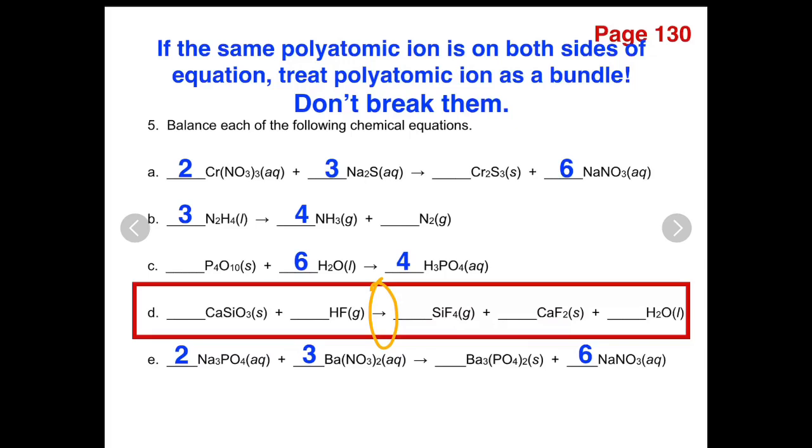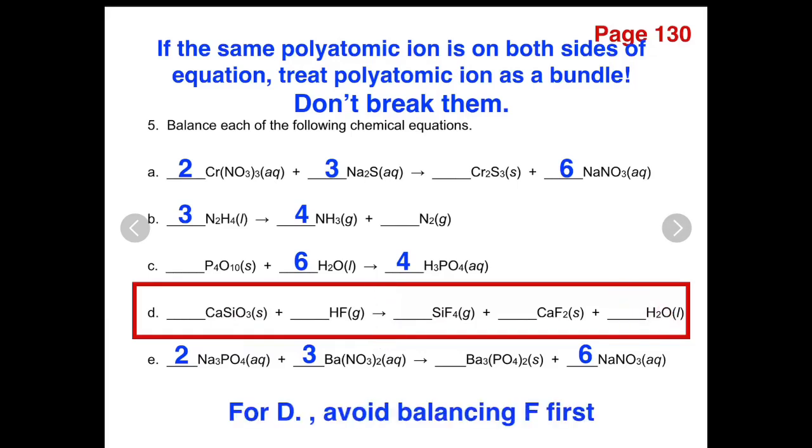You can either start with hydrogen and see where it leads you, or if you start with calcium, it will not lead you anywhere, because it's already 1-to-1. If you start with silicon, same thing, it's 1-to-1. If you start with hydrogen, that might lead you to something, or oxygen. So I'm going to start with those two. We have 3 oxygen here and we have just 1. If I put 3 right here, let's see what happens. Oxygen here would be 3.